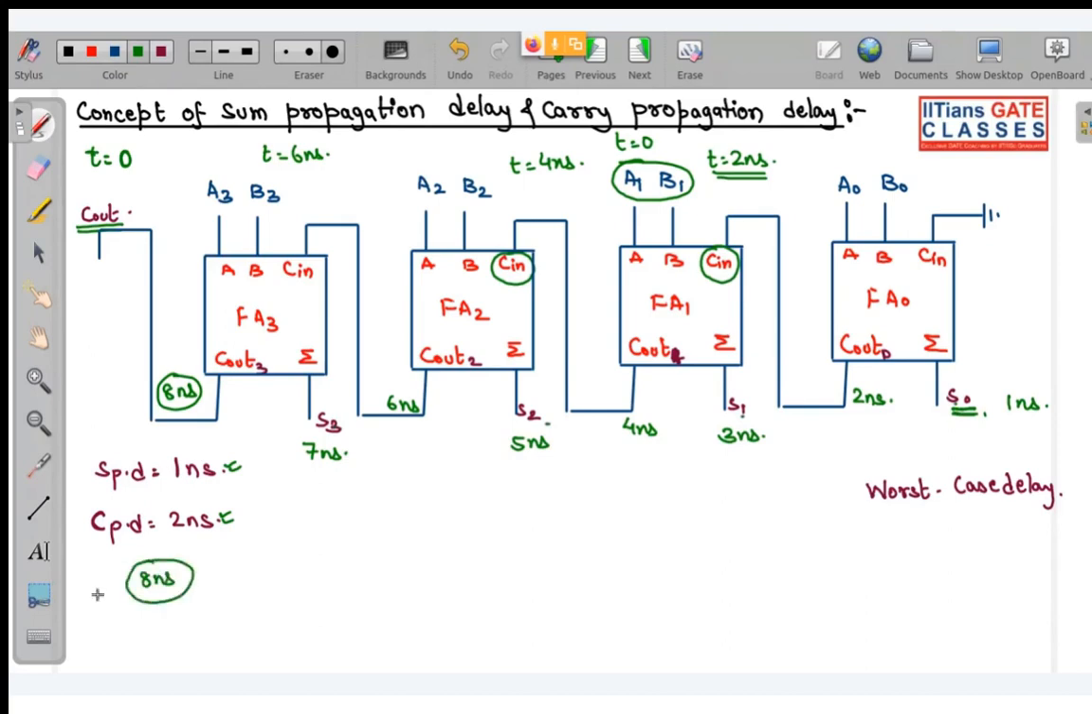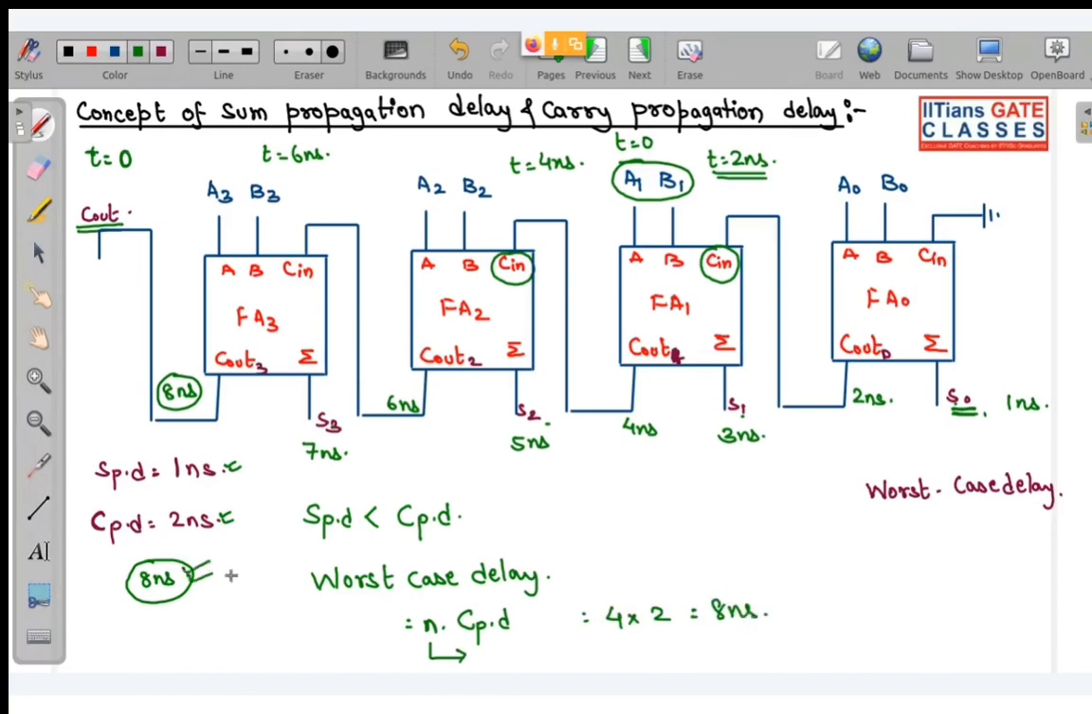After 8 nanoseconds. So whenever sum propagation delay is less than carry propagation delay, your worst case delay is what? Worst case delay is equal to n into CPD, where n is the number of full adders. So here you can see it is 4. CPD is 2 nanoseconds. So this is 8 nanoseconds, which we got using the analysis of this circuit. So this is the formula of worst case delay when sum propagation delay is less than carry propagation delay.